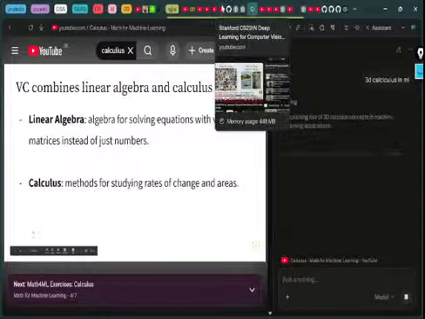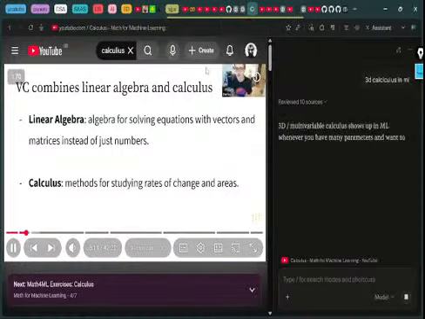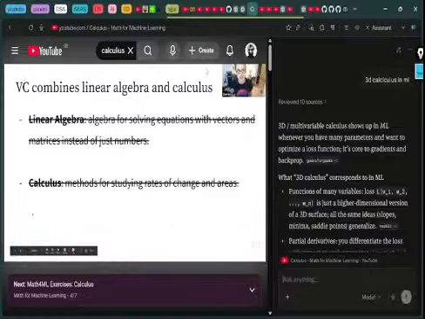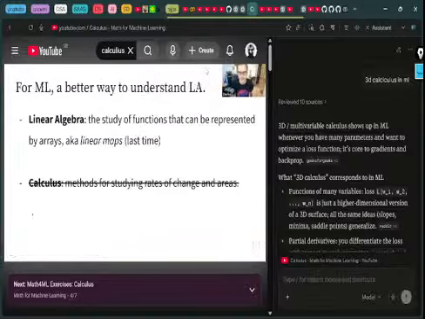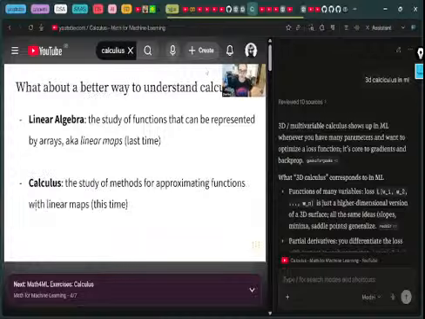And so the usual thing you'll hear is that vector calculus combines linear algebra and calculus, where linear algebra is algebra for solving equations with vectors and matrices instead of just numbers, and calculus is a collection of methods for studying rates of change and areas. But we've already seen that the former is not necessarily the best way to think about linear algebra for machine learning. Linear algebra is instead the study of functions that can be represented by arrays, aka linear maps, as we talked about last time. This time, we'll talk about a different way to think about calculus.